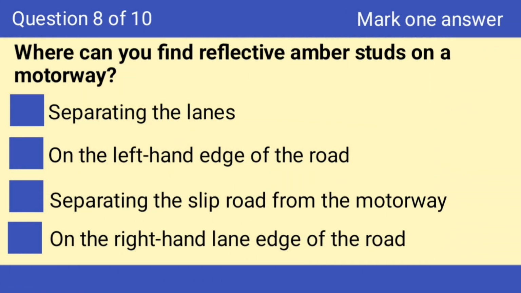Where can you find reflective amber studs on a motorway? Separating the lanes. On the left-hand edge of the road. Separating the slip road from the motorway. On the right-hand edge of the road.